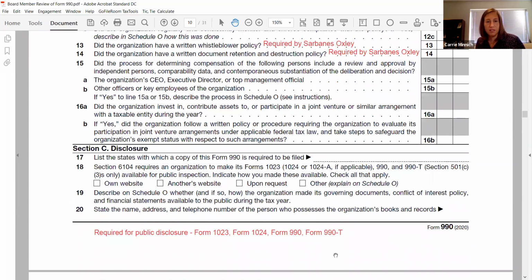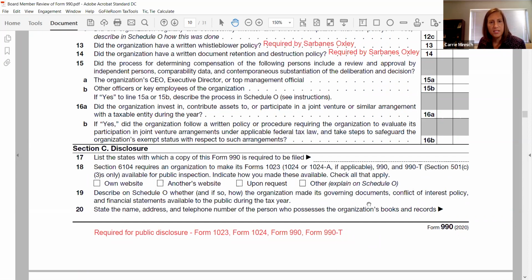Next section of this, the governance section, is the disclosure. So as a nonprofit, there are certain documents that have to be made available to the public. So anyone can come ask your organization for a copy of their Form 1023 or Form 1024. So that is your initial tax exempt application that was filed with the IRS. In addition, Form 990 and Form 990T are also required to be made available to the public. So if someone comes and asks you for any of those forms, we need to make sure that we have those available to provide.